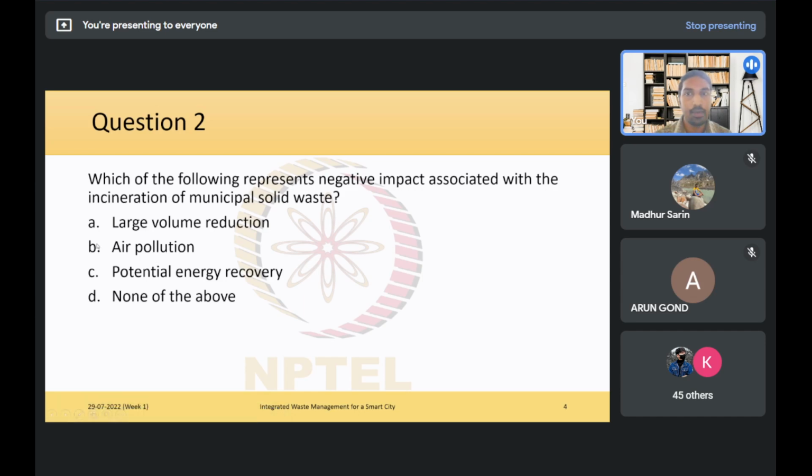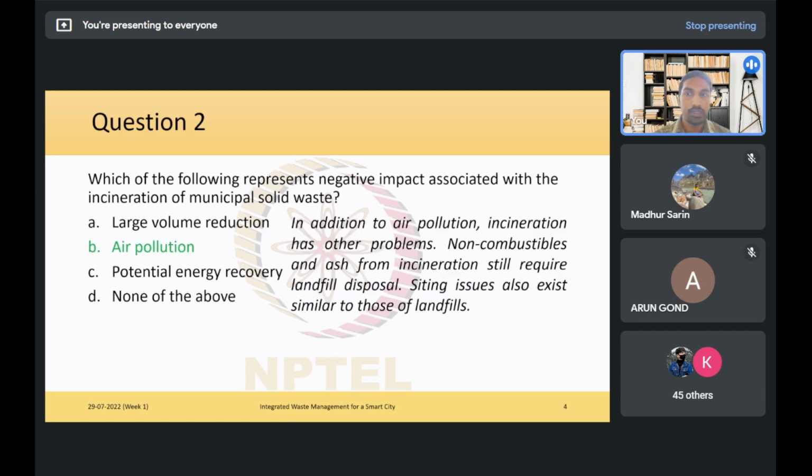So only B, air pollution, is the negative impact that is associated with incineration. When we incinerate or combust the waste materials, it is not going to be completely transformed into heat. There are going to be some flue gases generated from the improper combustion. It's not avoidable, and that is going to pollute the air. So that's why option B is the correct answer to this question.